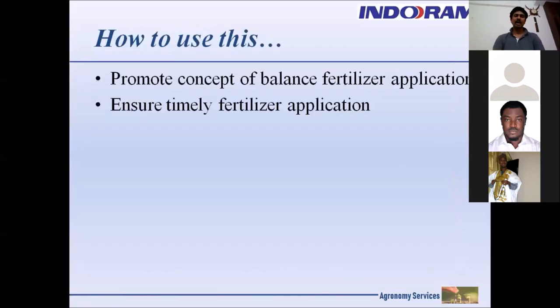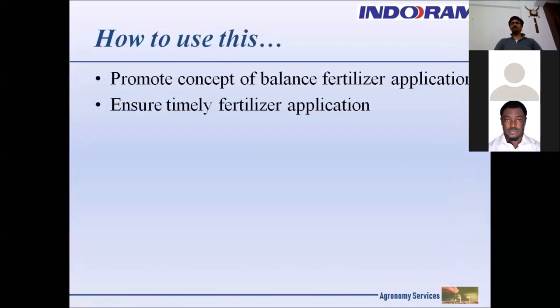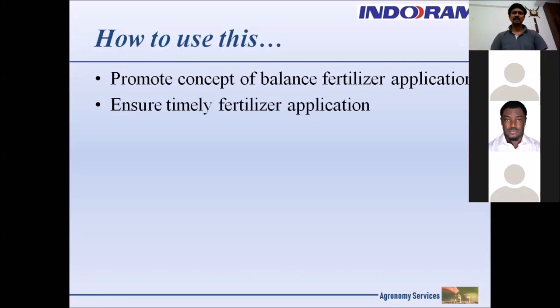So now, how to use these different concepts? Concepts are always available, but how do we use them? One, I said, is the criteria of essentiality. Second, we talked about the law of the minimum. And third, we talked about hidden hunger. You can use these concepts for promoting balanced fertilization. Fertilizer application, but balanced fertilizer application.